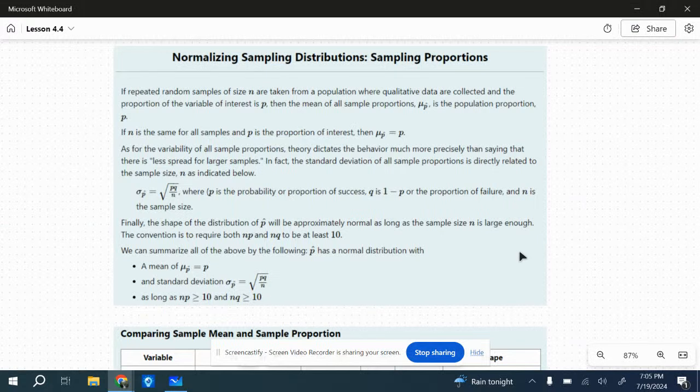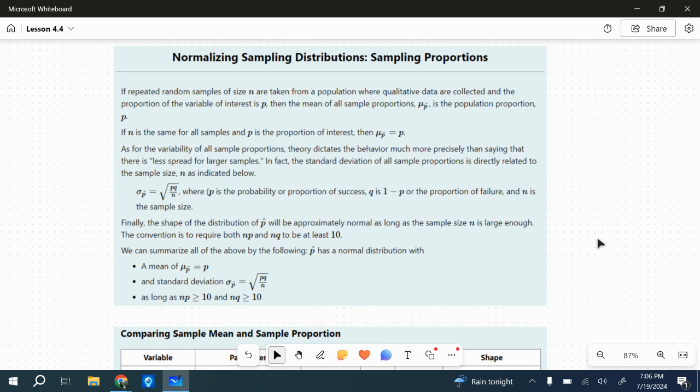All right, welcome. In this video, we are talking about sampling proportions, or sampling distributions of sample proportions. So far, lesson 4.4 has talked about sampling distributions of sample means, but now we're talking about proportions. Remember, a proportion is like a percentage. It is like a fraction type of thing. So it's not a mean. Instead, it's like a percentage.